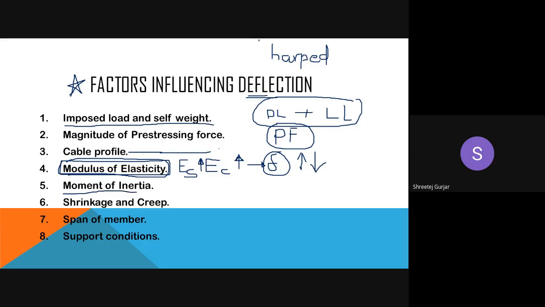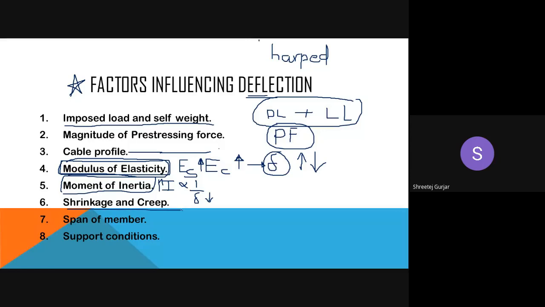Next, moment of inertia. What do you mean by moment of inertia? It is nothing but I. So as I've told you, I is inversely proportional to your deflection, right? If your moment of inertia is high, your deflection will automatically decrease, right? So if it is less, your deflection will increase.